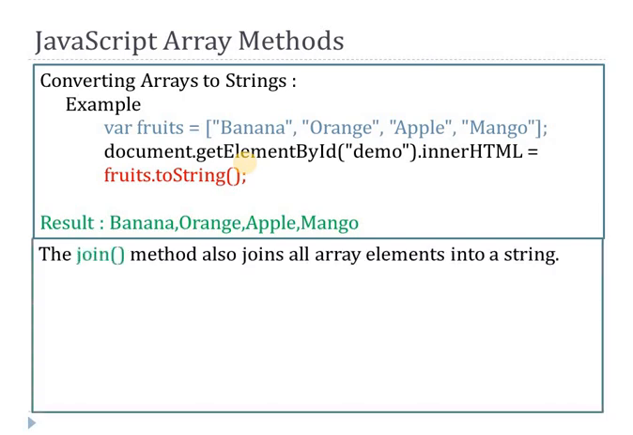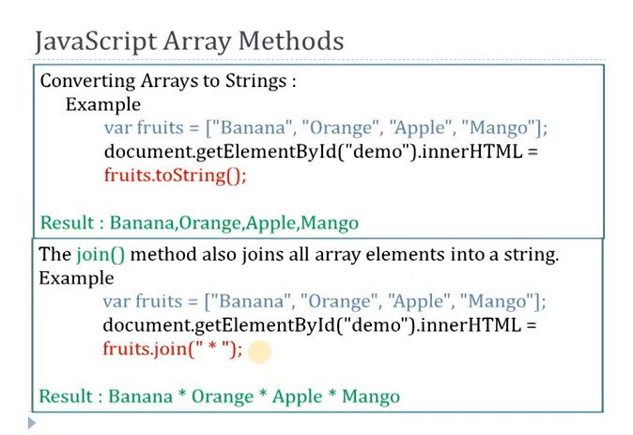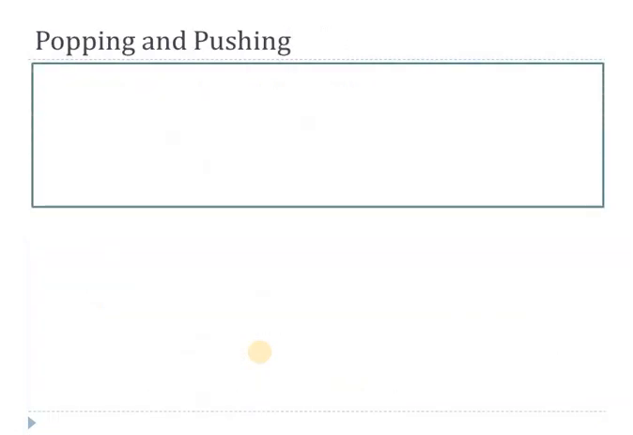Now if you want to separate it using your customized character, then you should use the join method. This method joins all the array elements into a string using the specified character. For example, if you use fruits.join and pass an asterisk sign in double quotation marks as a parameter, then this will be the result of this particular method.